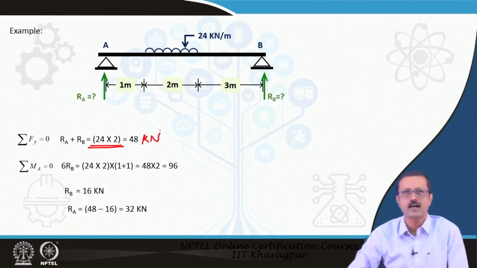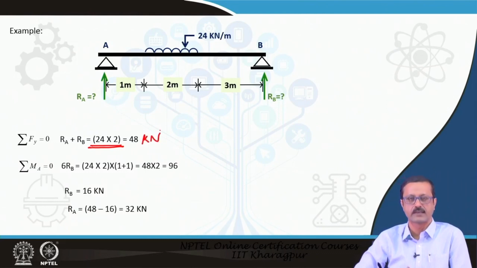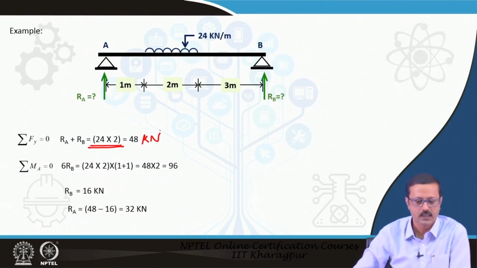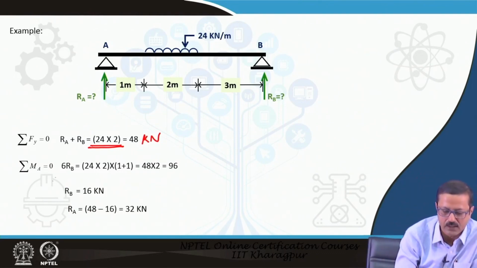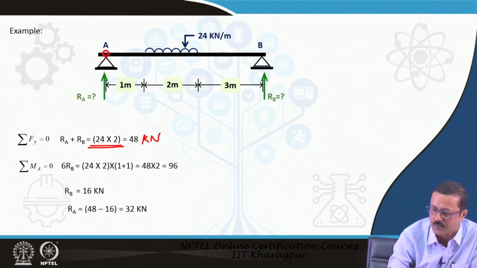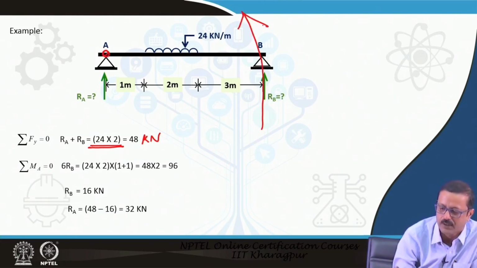So, RA plus RB must be equal to 48. Now, again I take the moment at A equal to 0, that means from here I am taking the moment. RB gives me an anti-clockwise moment, which is RB into 6. Why 6? Because 3 plus 2 plus 1 is 6.